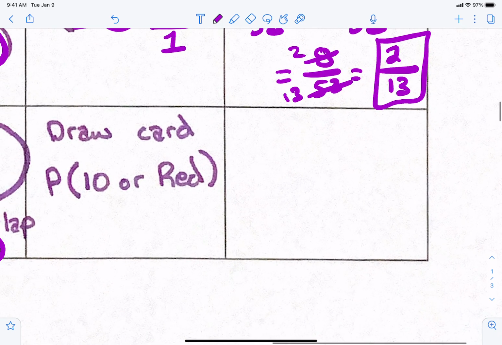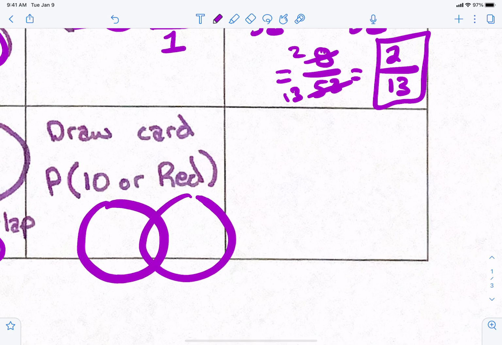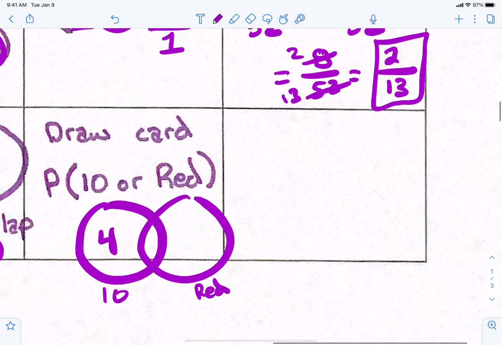Now, in this scenario, a 10 or a red. Okay? So I'm going to do my Venn diagram here because here's my 10s, here's my red cards. Okay? In a deck of cards, how many cards are 10s? 4. How many cards are red cards? There's 52 total.